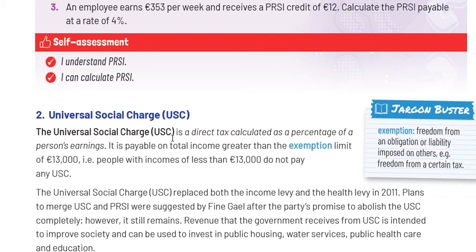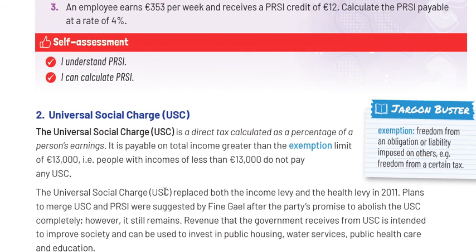So again, it's a direct tax, like any of the taxes for income. So it's going to be calculated, as I said, on a person's earnings. And some people, if they don't earn enough, they don't have to pay USC. So it's on incomes greater than 13,000.